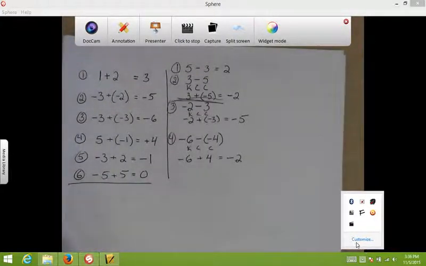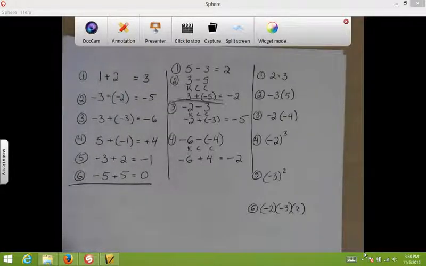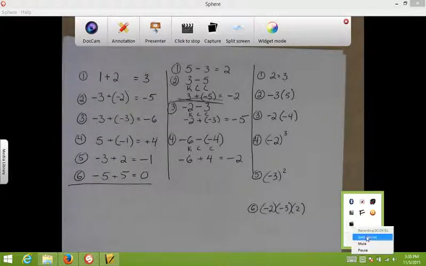Alrighty, so next up we are going to do multiplication problems. This time I've got 6 problems for you. Hopefully they don't take that long. 2 times 3, negative 3 times 5, negative 2 times negative 4, negative 2 cubed, that means to the 3rd power, negative 3 squared, that's to the 2nd power, and then negative 2 times negative 3 times 2. Alright, go for it and press play when you are ready.